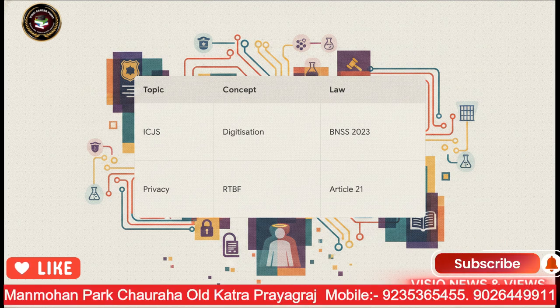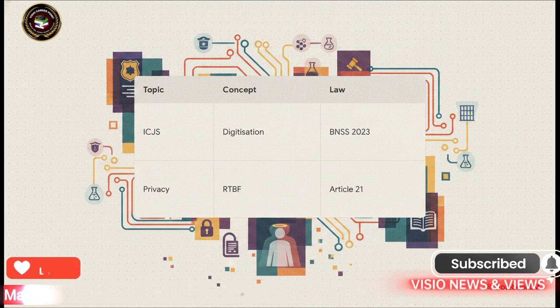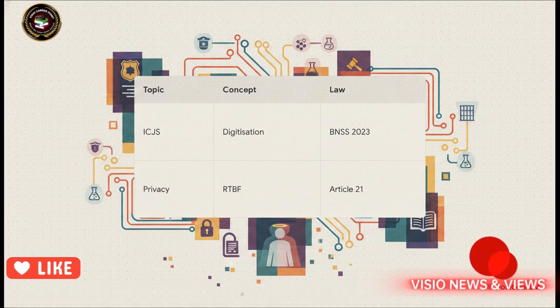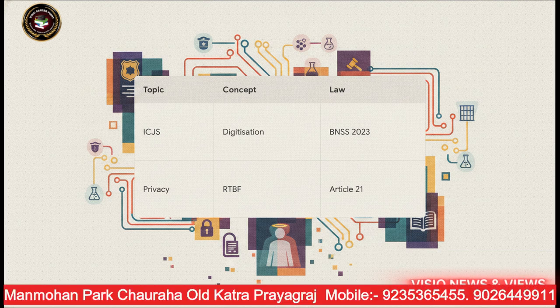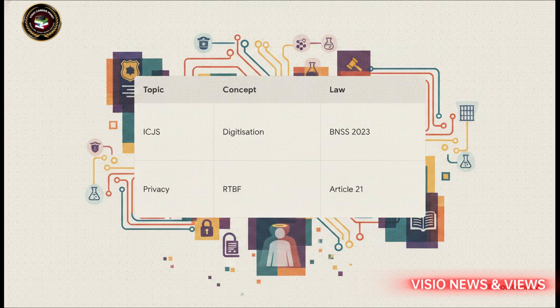Second, the Supreme Court is actually currently hearing arguments on the right to be forgotten under Article 21. They're specifically looking at whether an acquitted person's past should remain visible in search engine results. Now, for your mains analysis, these 2 topics perfectly highlight the tension between digital efficiency and the digital divide, as well as the friction between an individual's privacy and the public's right to transparency.